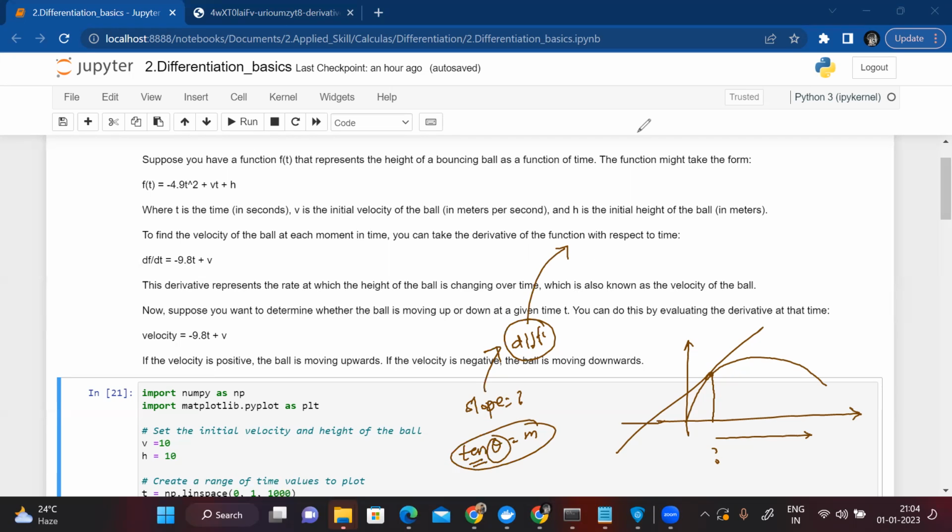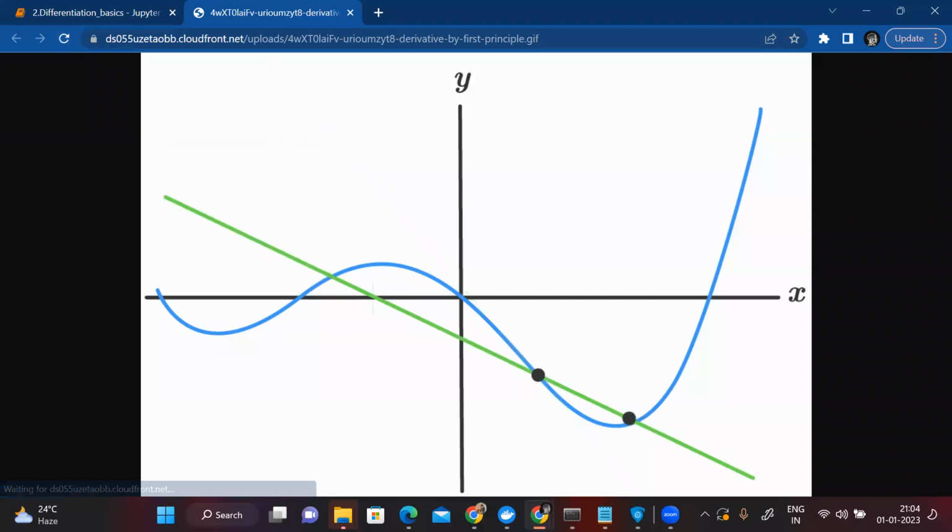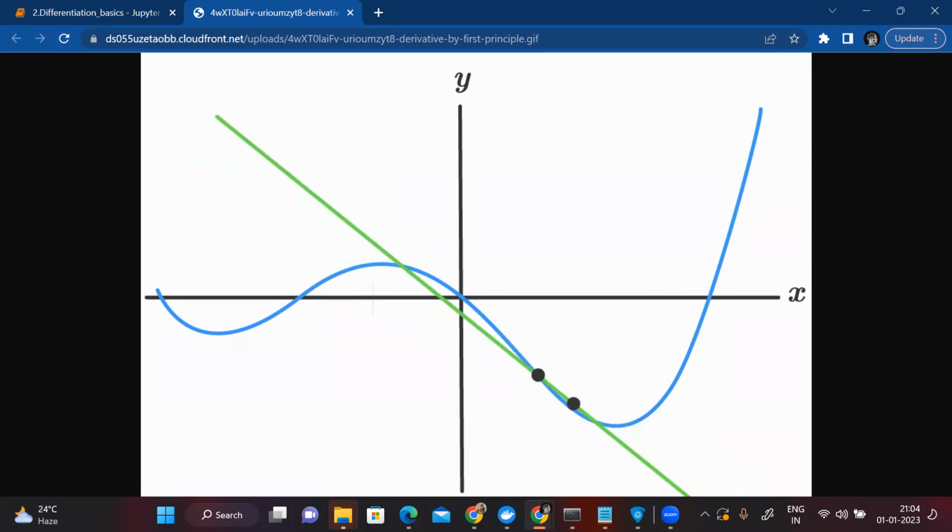Hope you are able to get my point. So basically, in short, we can say that the derivative represents the rate at which the height of the ball is changing over time. Here I'm just explaining in terms of an example. You can take it in general also. Hope you understood my point. I can show you an example. See this diagram.